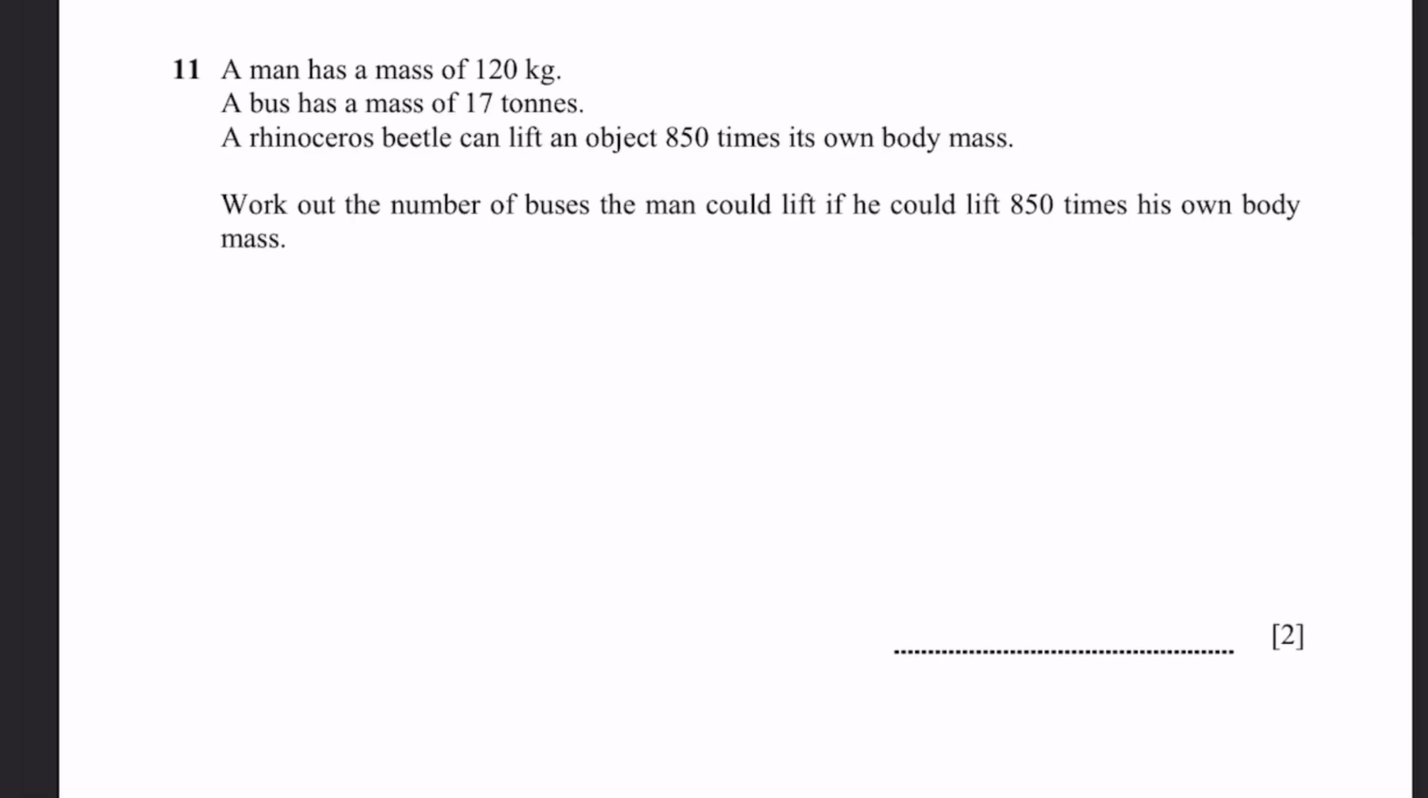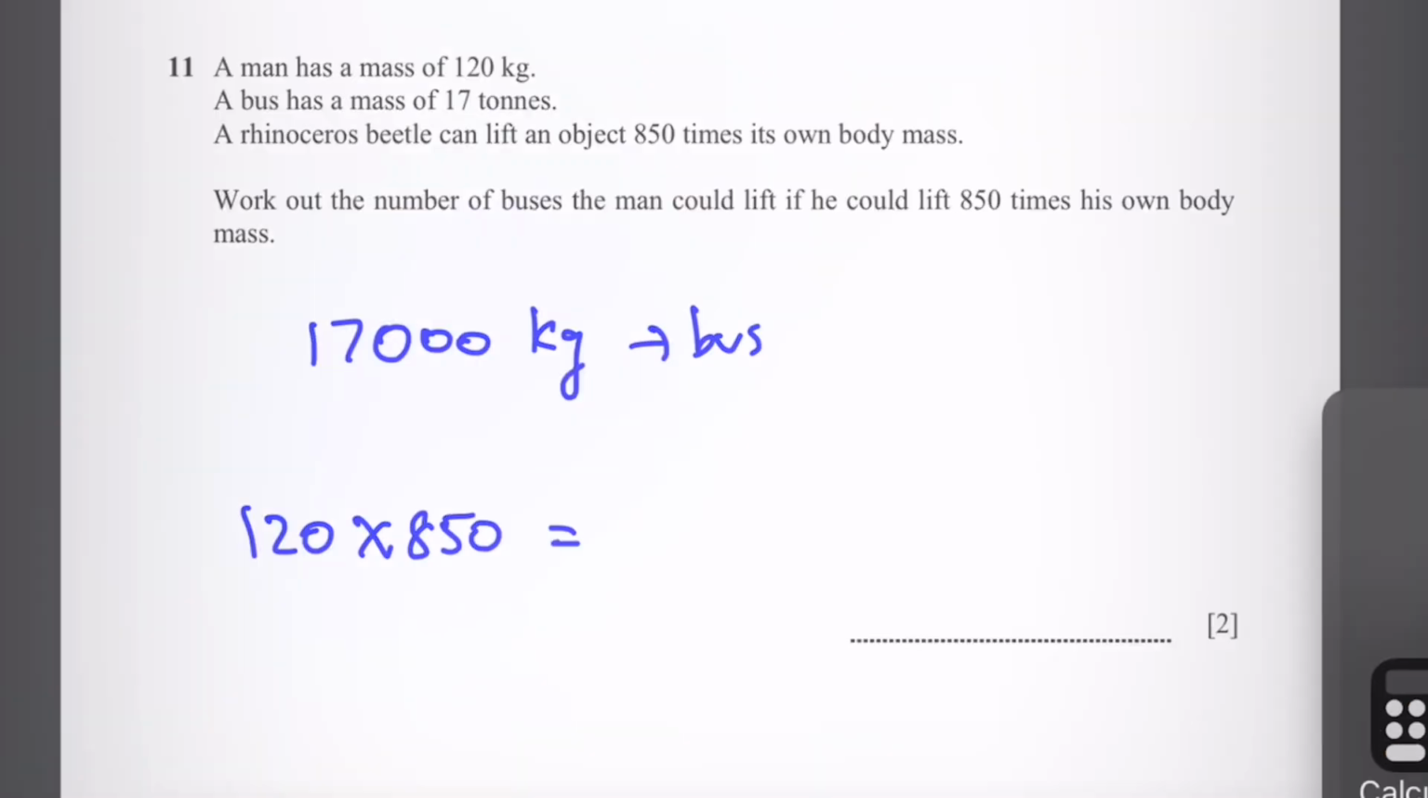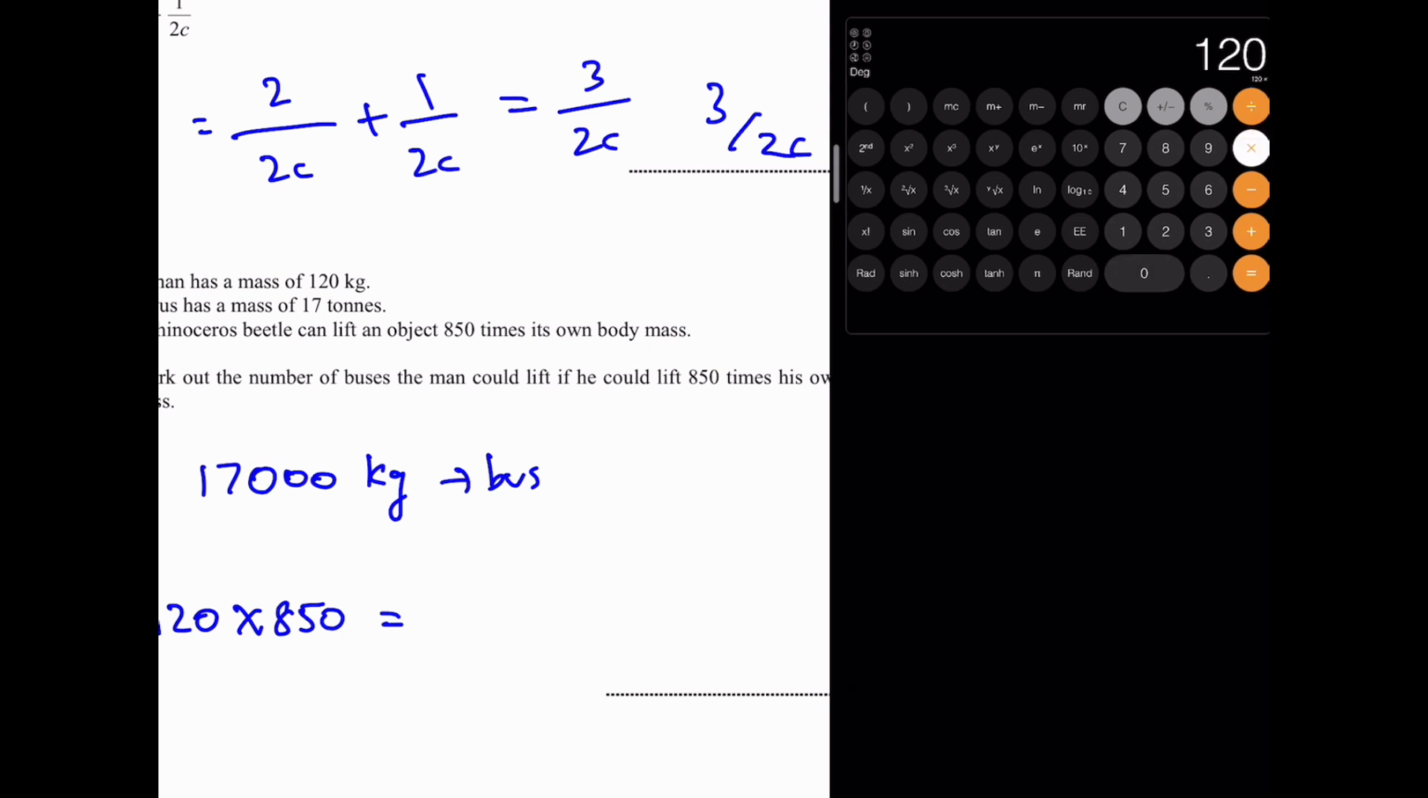Question 11. A man has a mass of 120 kg. A bus has a mass of 17 tons. A Rhinoceros beetle can lift an object 850 times its own mass. Work out the number of buses the man could lift if he could lift 850 times his own body weight. 17 tons is equal to 17,000 kilograms, and that's the mass of the bus. And that means 120 times 850 is equal to, let's get our calculator out, 120 times 850.